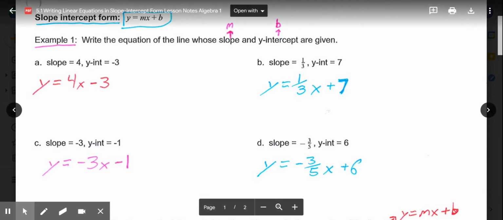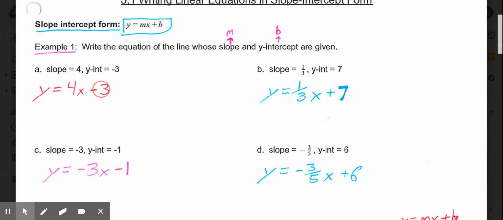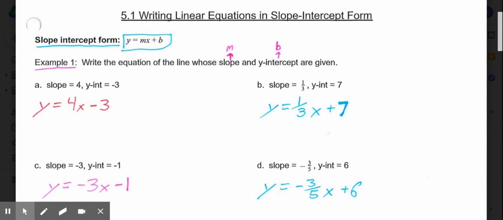So in part A, our slope is 4, y-intercept -3. Slope gets attached to x, and then the y-intercept's on its own. So if it's a -3 instead of +3, we would have a -3. So y equals 4x minus 3. In B, we have a slope of 1/3, y-intercept of a +7. So our equation would be y equals 1/3 x plus 7. We could also write this as x over 3 plus 7, same thing as 1/3 times x.